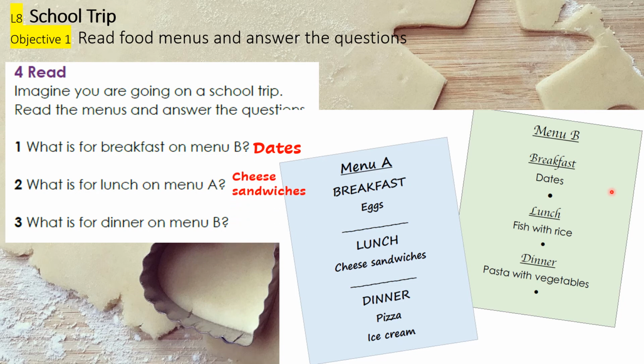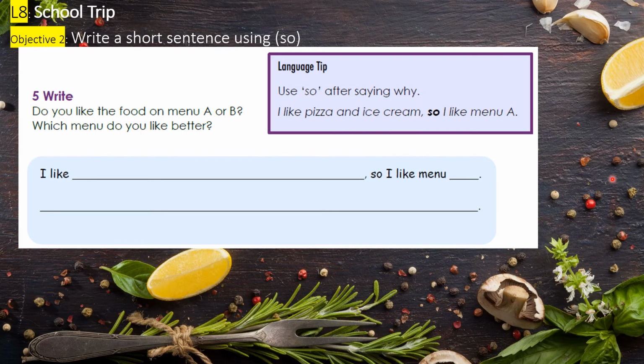And for question 3, what's for dinner on menu B? Have a look at menu B and go for the dinner section. The available dish is pasta with vegetables. So, what's for dinner on menu B? Pasta with vegetables. Now we have finished this learning objective, and here we are going to write.